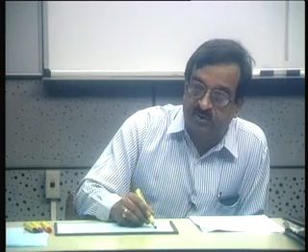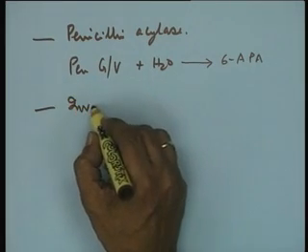And this is another example where immobilized enzymes are used commercially and in very large quantities. Then you have inversion of sucrose.